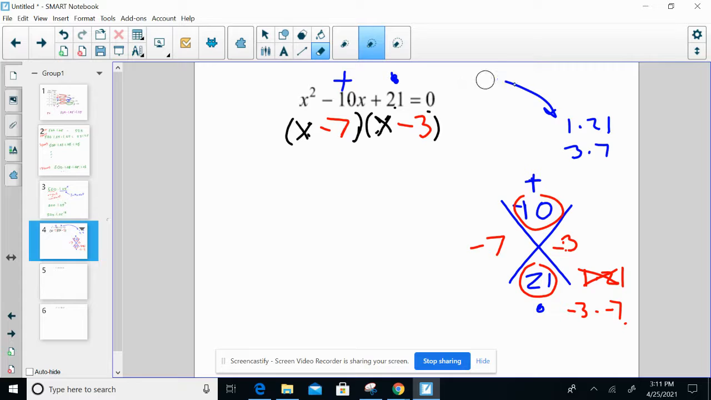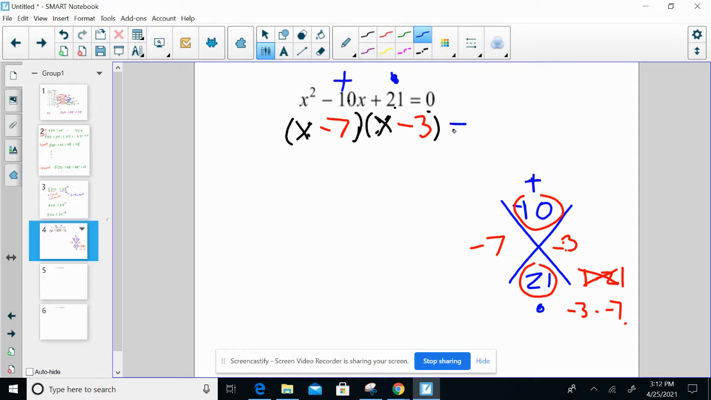Okay. Now, when there's an equal sign, the assignment you're going to do right after this, you're done. This would be it. You're done. But because there's that equals 0, you would solve this just like we did in the section prior to this. And that is take each piece and set it equal to 0 and solve it. Does that make sense? So x equals 7. I'm not even going to do that. It's adding 7, adding 3.